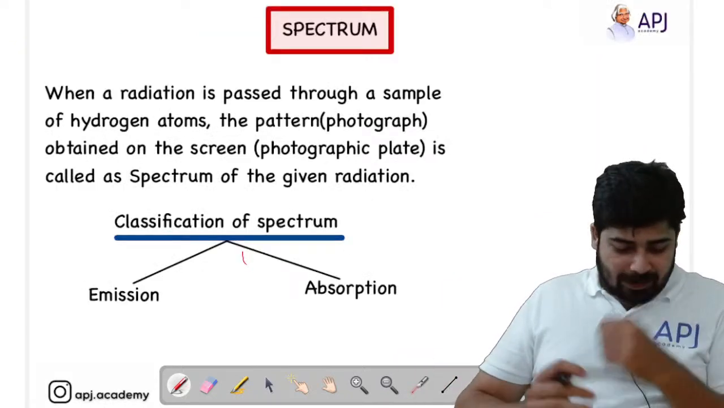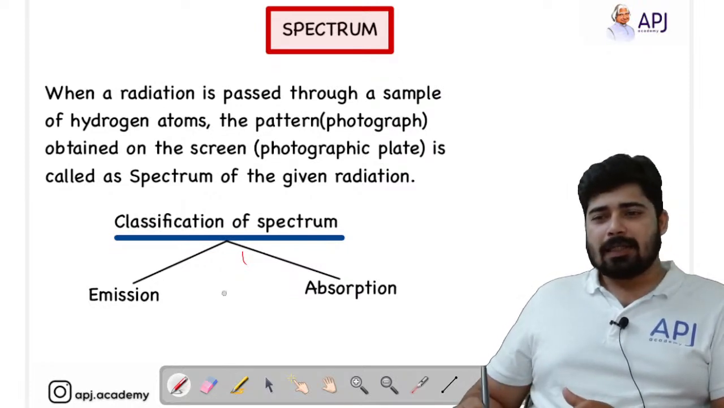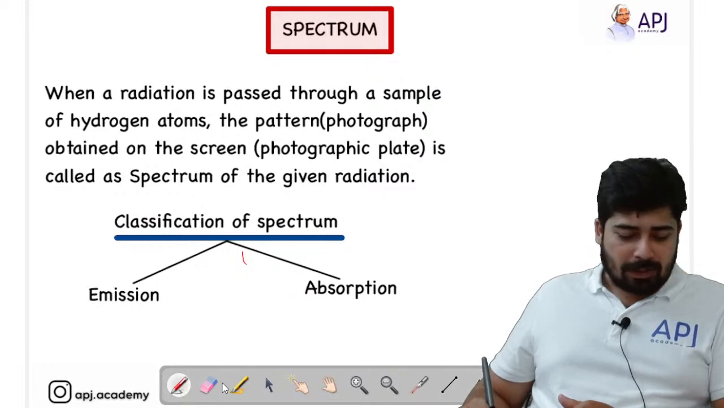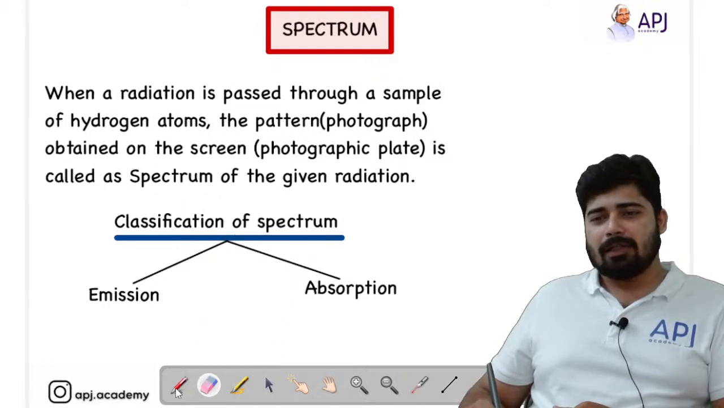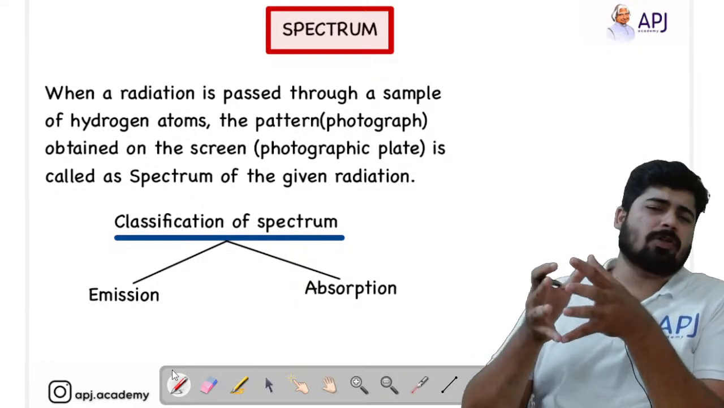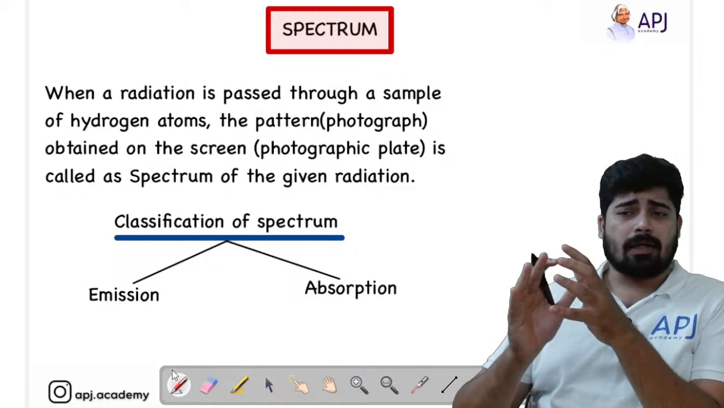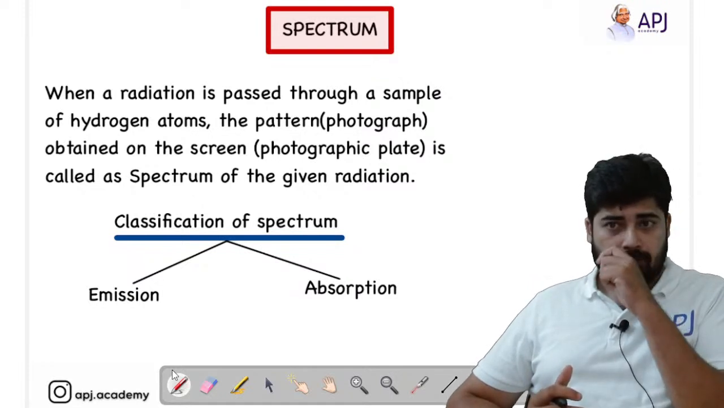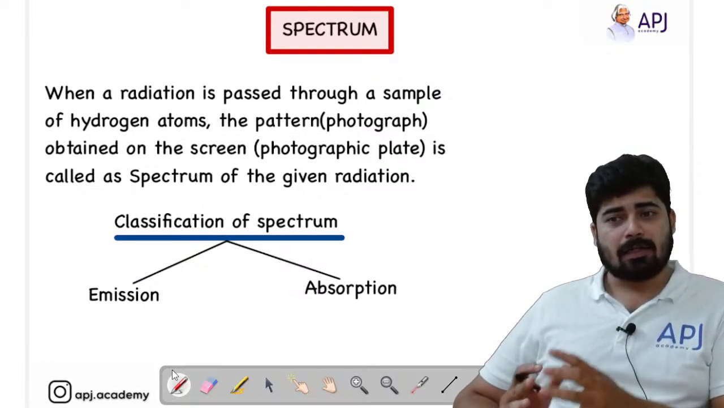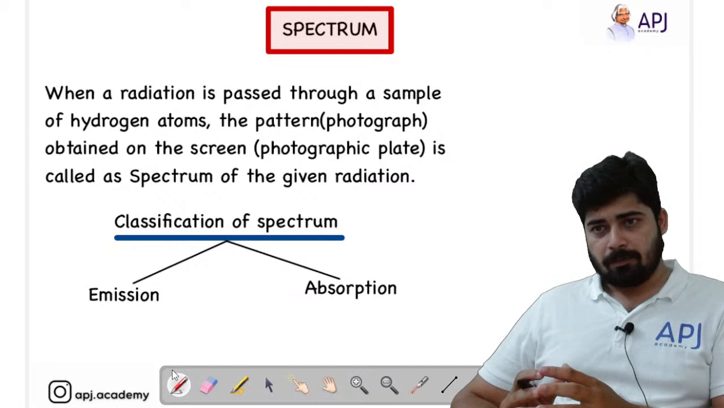Now we'll start with the new topic, that is spectrum. Spectrum is an interesting topic and you can expect many questions from this. You cannot leave the spectrum because it is also an application of the Bohr model, right? Because the hydrogen spectrum is what you study, and Bohr has explained how these spectrum lines are formed.